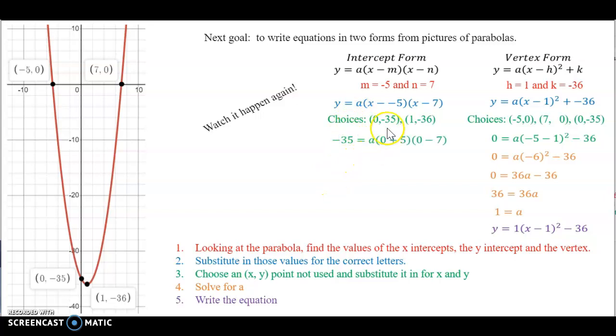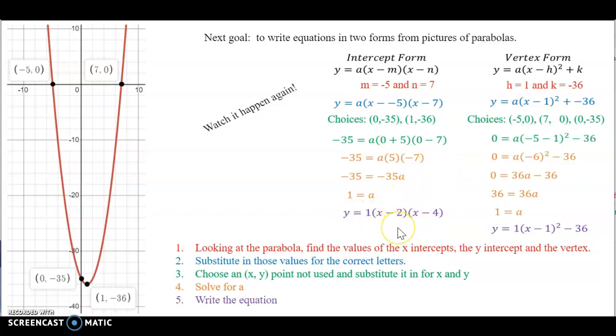I am choosing (0, -35). So 0 for x, -35 for y, which simplifies to a times 5 times -7 is equal to -35. And -35, a is equal to -35, therefore a is 1. Plugging that back into the equation, y is 1 times (x minus 2)(x minus 4).